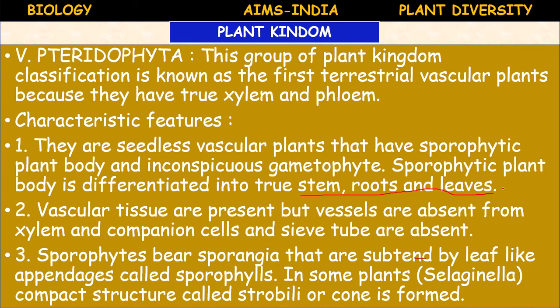The sporophytes bear sporangia that are subtended by leaf-like appendages called sporophylls. What do sporophylls mean? Sporophylls are the spore-bearing bodies. Okay. So you can clearly differentiate a plant of pteridophyte into the stem, leaves, roots, etc. Okay. If you take especially the sporophytes, in some plants, like Selaginella, a compact structure called strobili or cone is formed.